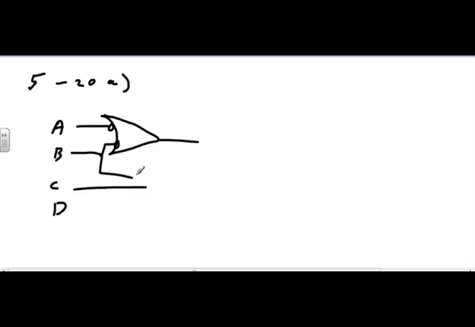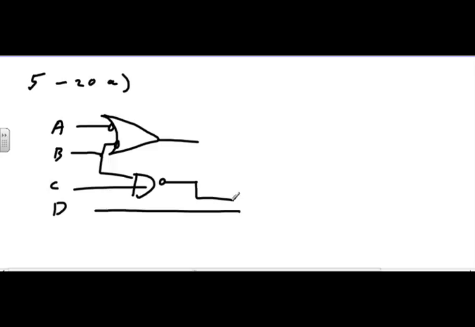5-20A. Okay, so I got to do it. A, B, C, D. A is knotted. B is knotted. Going in through A, doesn't look like that. An OR. All right, that's good. Coming out. B is okay. C is okay. Knotted. Coming out.